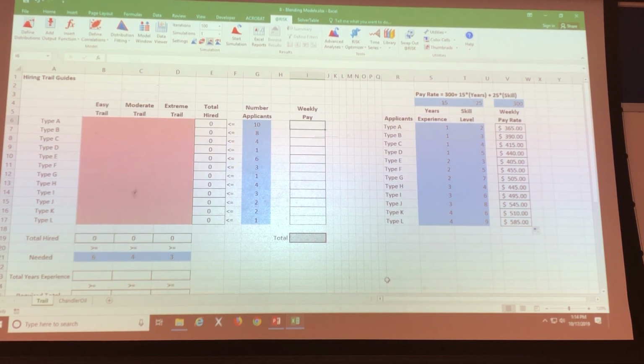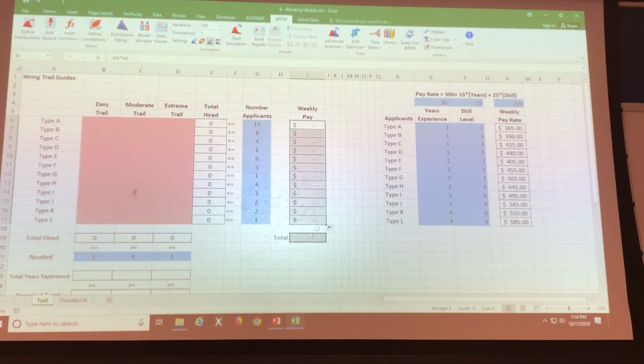Okay, so for the weekly pay for type A people, that calculation would be what? The total number of people you hired that were type A, and then multiply that by the weekly pay rate. I don't know how many it's gonna tell you to hire, but however many it tells you to hire, you will be paying each of those people $365. So the E6 times the V6, that doesn't need absolute references.